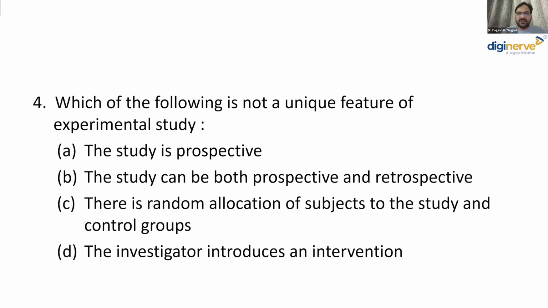Now, which of the following is not a unique feature of experimental study? The experimental study is always prospective. This is a unique feature. There is a random allocation of subjects to the study. I told you experimental study is generally called RCT, and in RCT we do random allocation. And the investigator introduces the intervention.